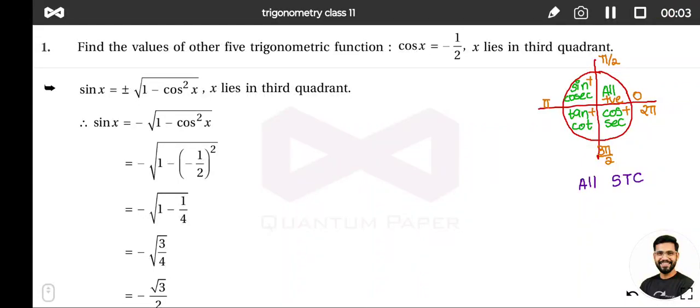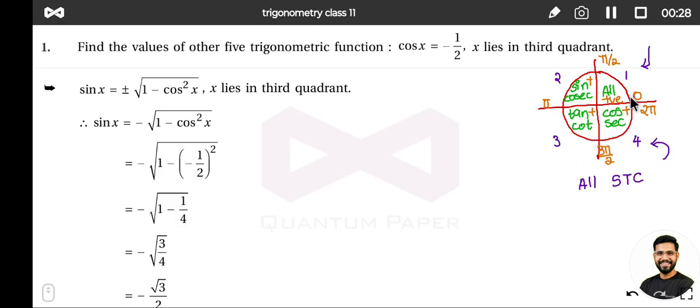Hello everyone. So in today's class we will learn how to find other trigonometric ratios if one ratio is given, from class 11 trigonometry chapter. So before starting the question, look at this diagram. You have to remember this is 0 to pi by 2, first quadrant, second quadrant, third quadrant and fourth quadrant in the anti-clockwise direction.